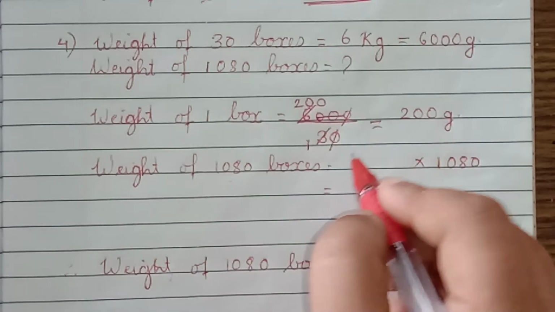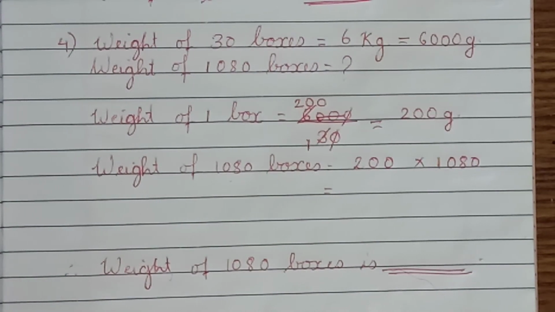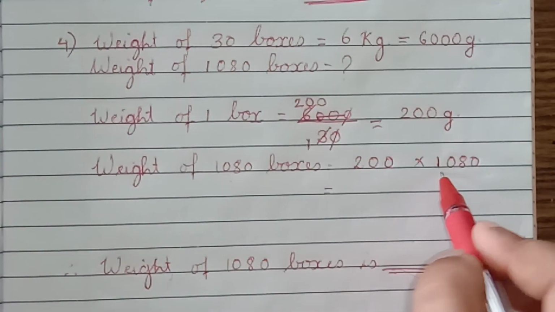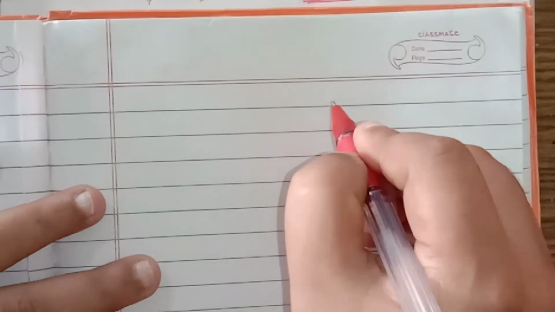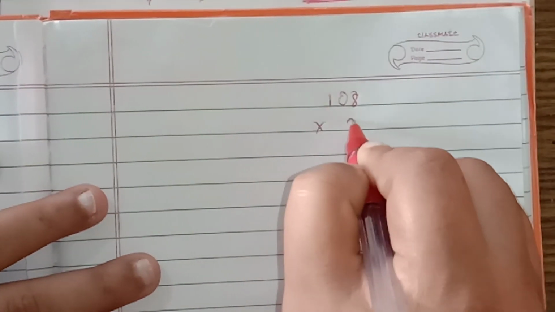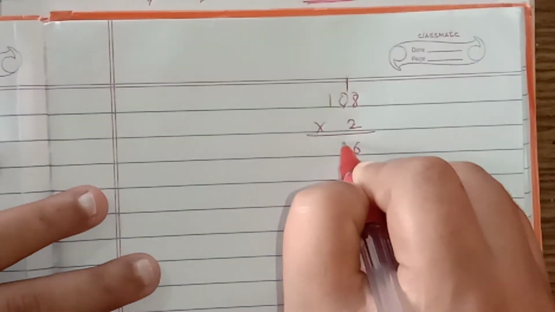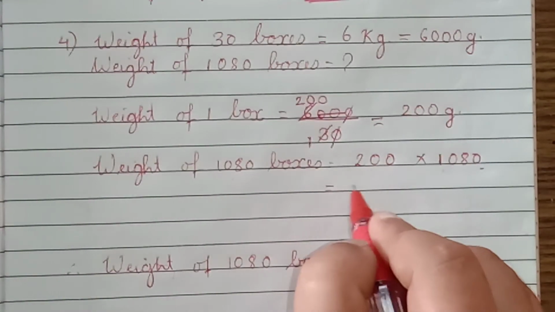Now we have to find weight of 1080 boxes. So we'll multiply 200 with 1080. Yes, so if you will see, then we'll just take 2. Those zeros later on we will add. Okay, and 1080, no, instead of that we will take 108. See what I am taking. 108 into 2. 2 8s are 16. 2 zeros are 0 plus 1 1. 2 1s are 2. So what answer did we get? 216.